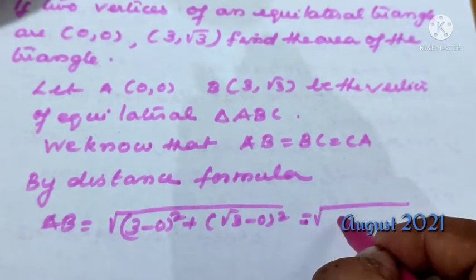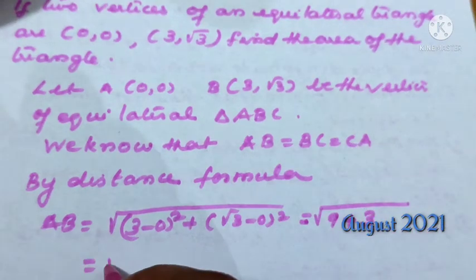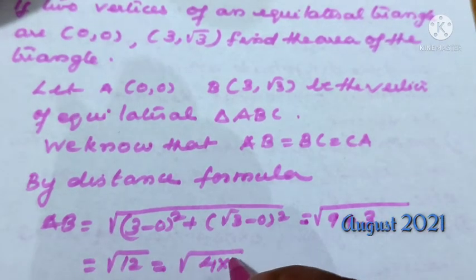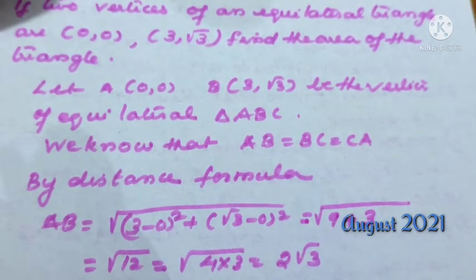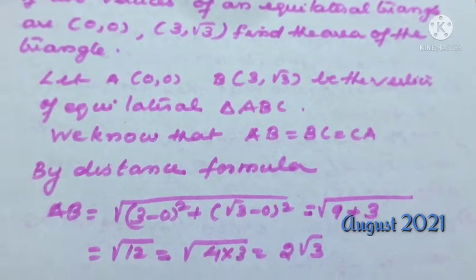So root of 9 plus 3, that is root 12, which is root of 4 into 3, that means 2 root 3. So we got 2 root 3, and it is an equilateral triangle. So AB is 2 root 3 means BC and CA are also equal to 2 root 3. But the question asks for the area of the triangle only.